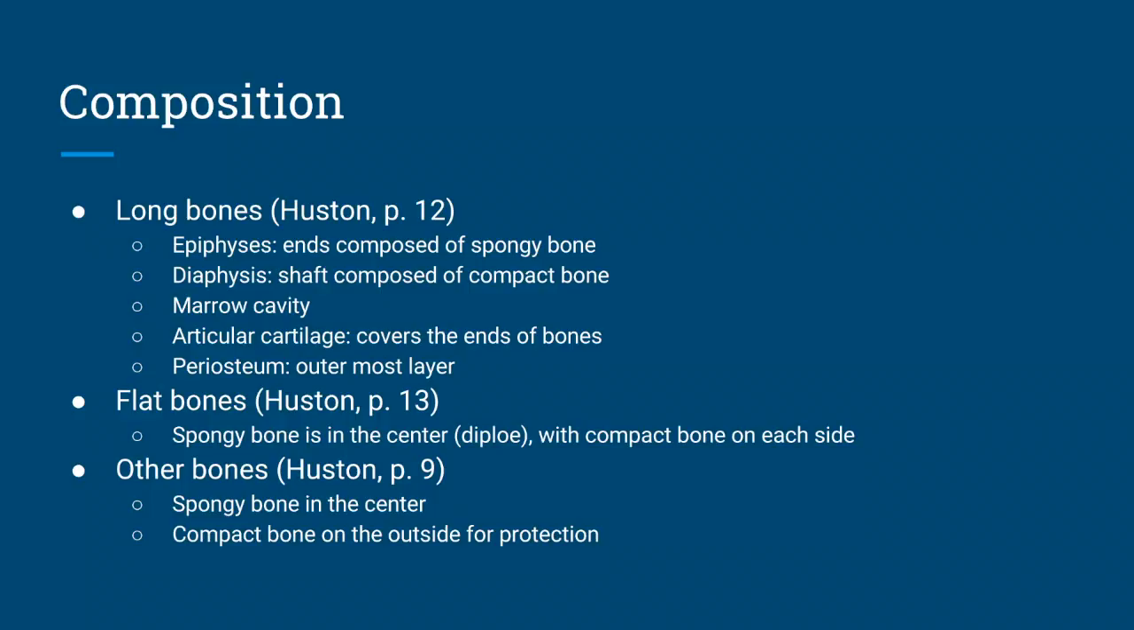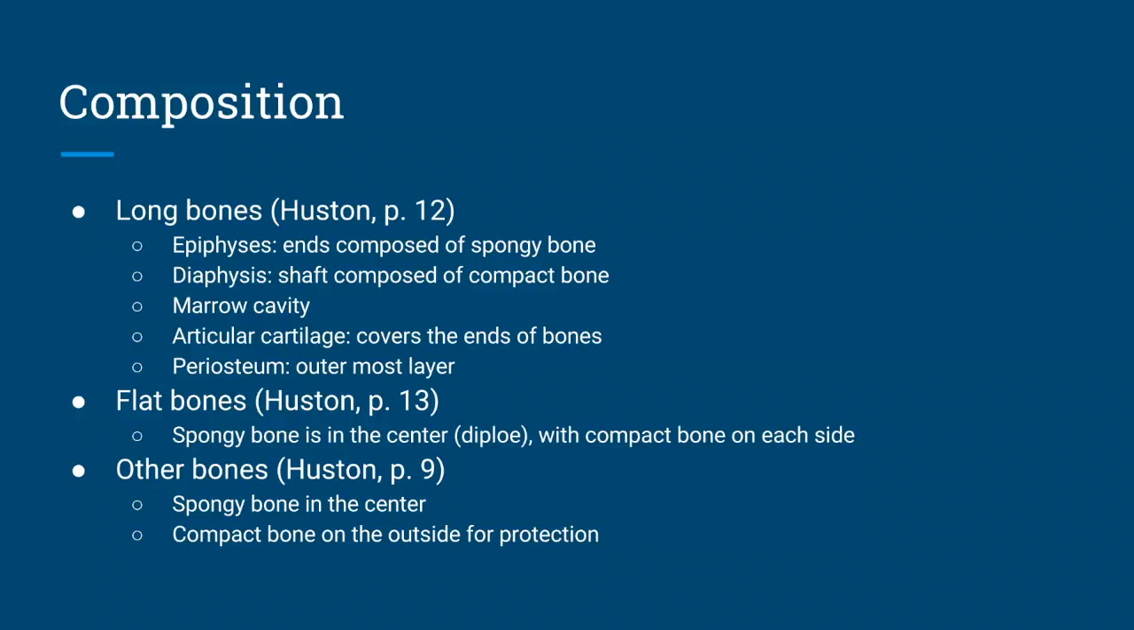First off, we'll start with the long bones and their composition. So at each end of a long bone, we have spongy bone, and those ends are called epiphyses. And then the shaft is composed of compact bone, which is the diaphysis. In that shaft, there's a marrow cavity. And then on the ends of the bones, we have articular cartilage. And covering the entire bone, which is the outermost layer, is our periosteum.